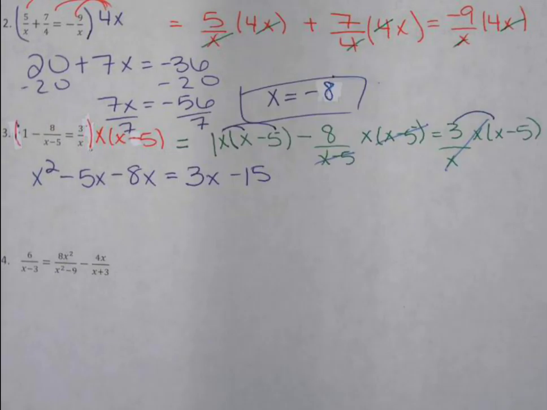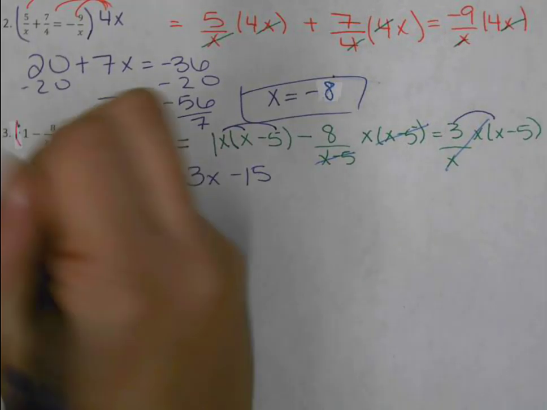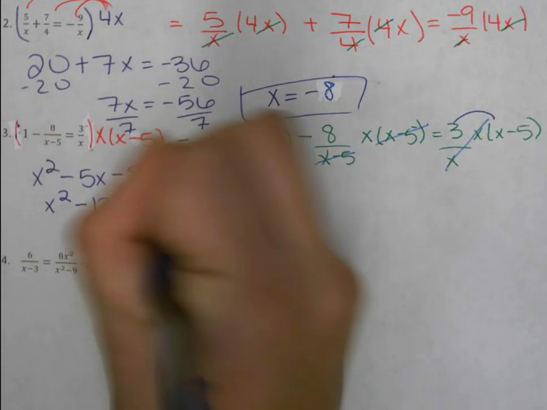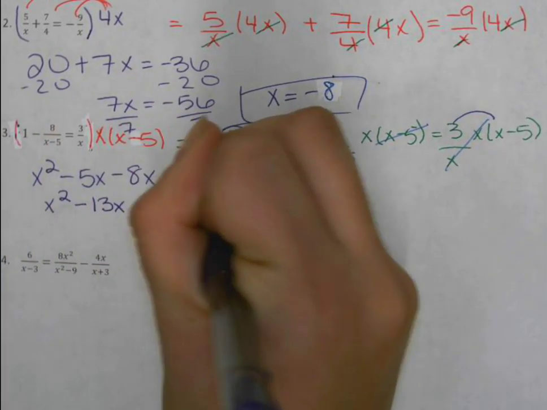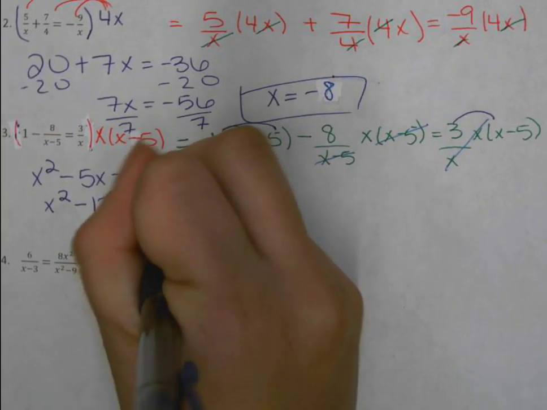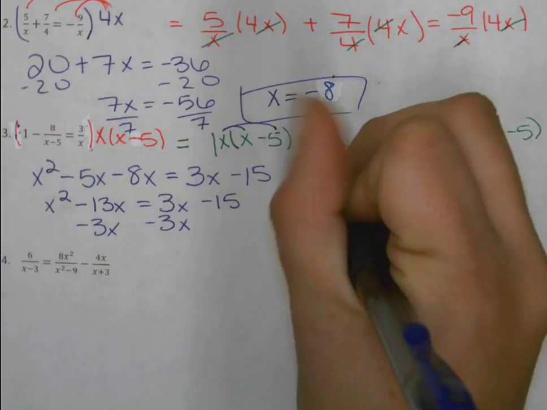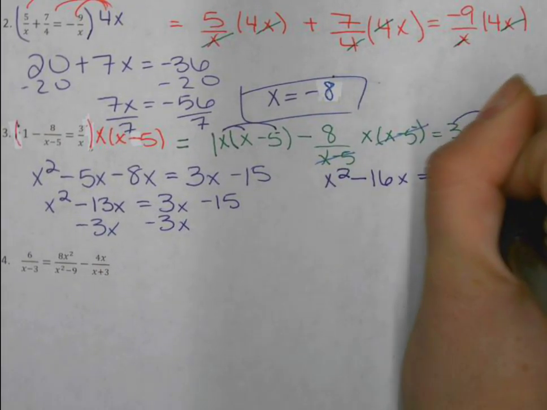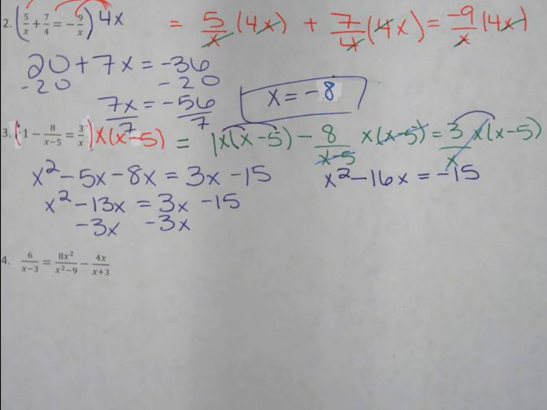Okay. Then what do I want to do? How do I solve it? Okay. So negative 5x minus 8x is? Yep. Okay, then what?